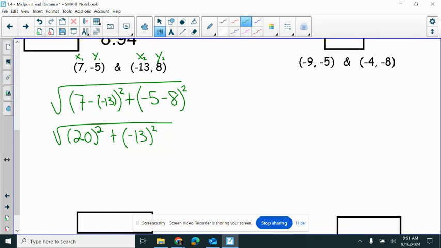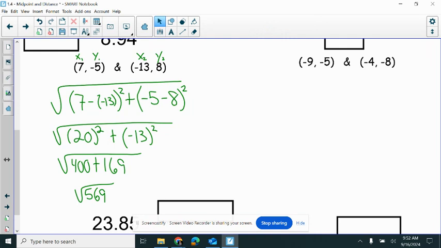If you guys have noticed, I keep those numbers in parentheses because if you don't, when you're squaring numbers, if it's negative and it's not in parentheses, then it'll give you the wrong answer. So 20 squared is 400. When you do -13 squared, that means -13 times -13, so it turns to a positive. If you don't use parentheses, your calculator will tell you that's a negative, but that's wrong. So the answer should be positive 169. Whenever you square a negative number, it changes to a positive. When I add those together, I get 569. Type that into your calculator, and you get 23.85.